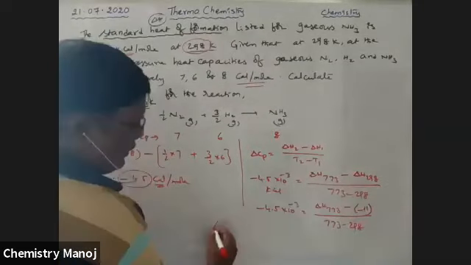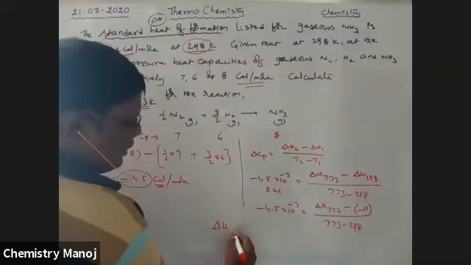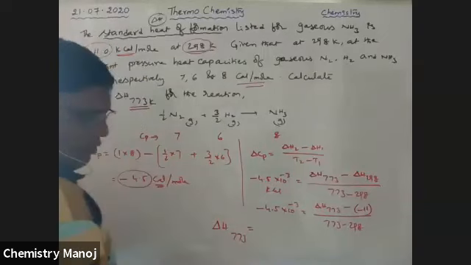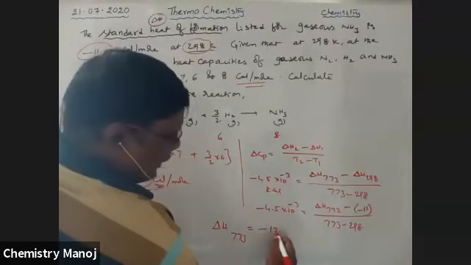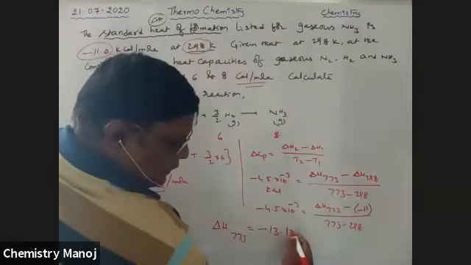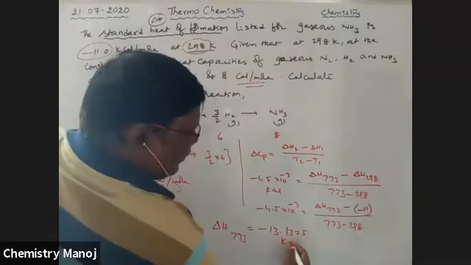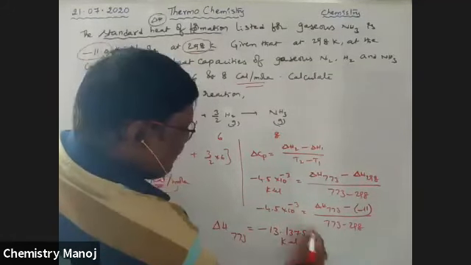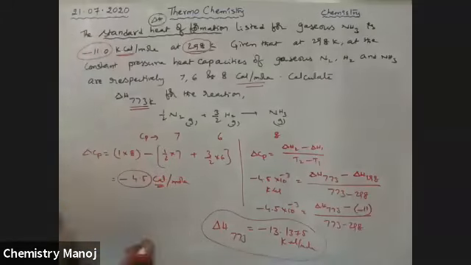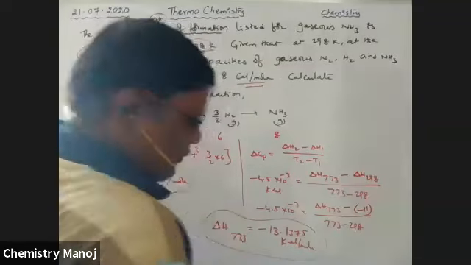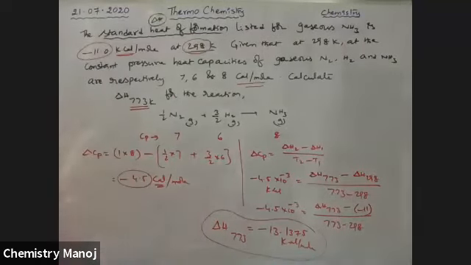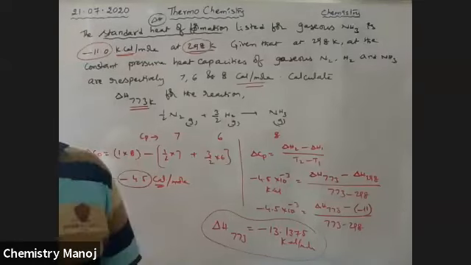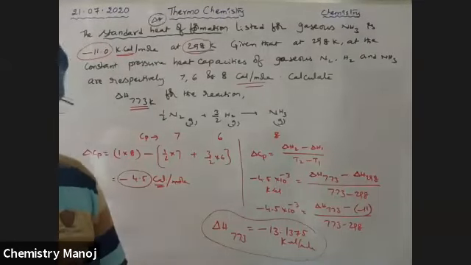Finally, the answer is delta H at 773 Kelvin is equal to minus 13.1375 kilocalorie per mole. And this is the final answer. Check your answer.